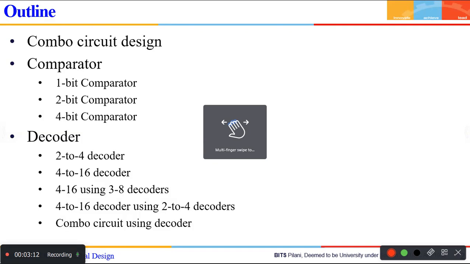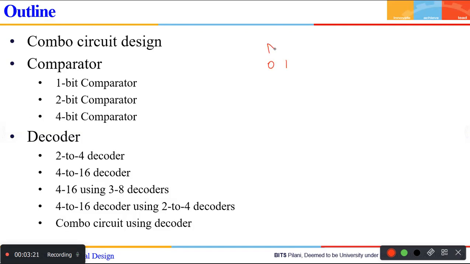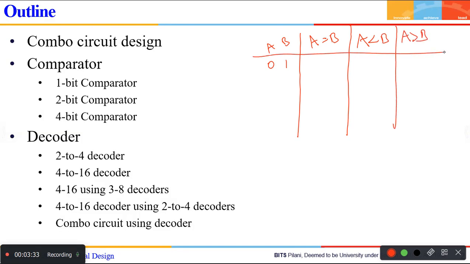Don't worry. Comparator, you know, right? No doubt about it. If I ask you to compare 0 and 1, this is A, this is B. A comparator means A equal to B, A less than B, A greater than B. So you're going to have three outputs. Suppose your A is 0 and B is 1. Is A equal to B? No, so it will give you 0, false. Is A less than B? Yes, A is less than B, so 1. Is A greater than B? No, so what will you get here?